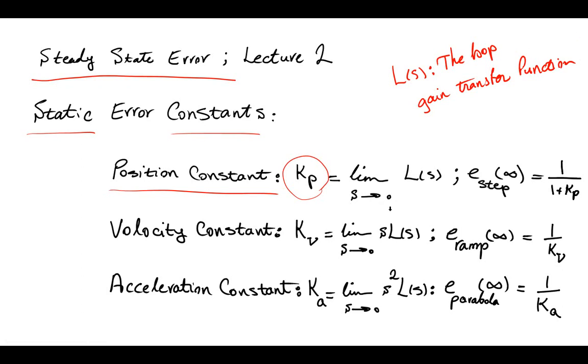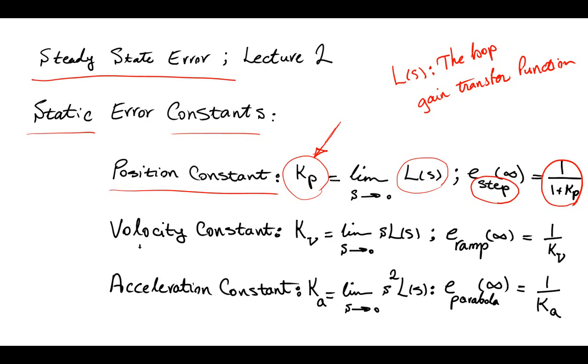So if we set s to 0 and calculate the limit of L of s, whatever we end up with will be called position constant. And we know that it can be seen through the final value theorem that the steady state error for the case of unit step will be 1 over 1 plus Kp. So whatever this Kp is, if we put it in this equation, the steady state error for unit step will be calculated.